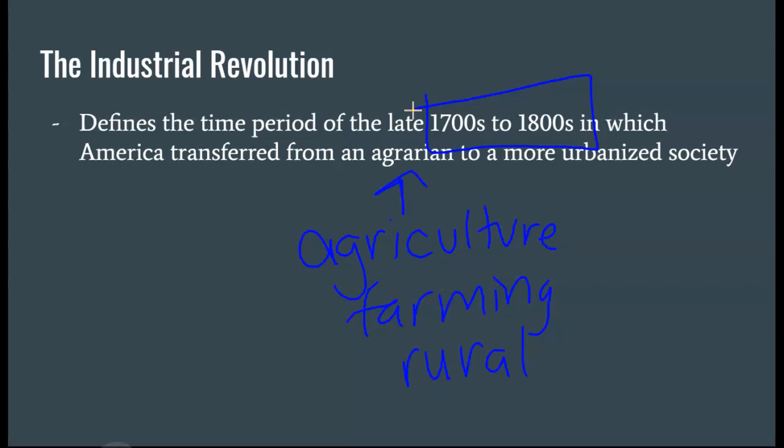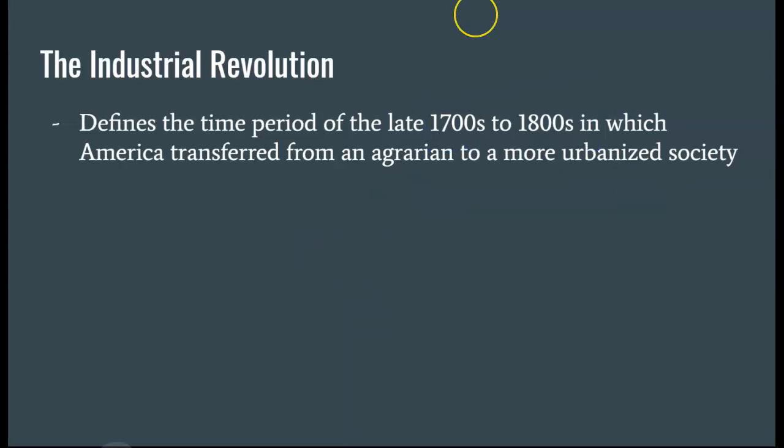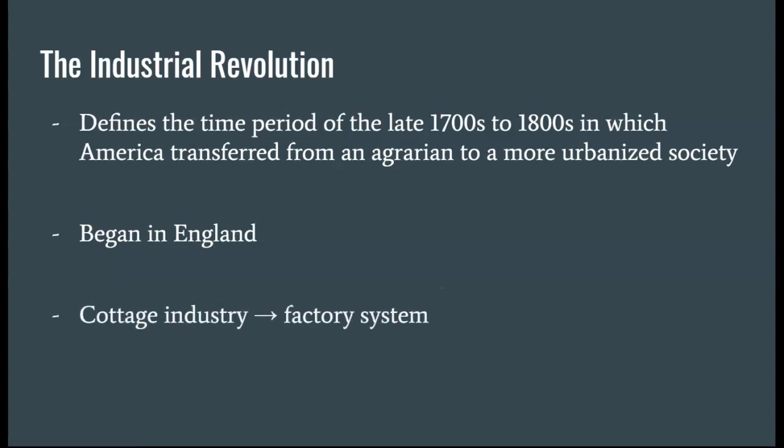And then from the Industrial Revolution, we start to transfer into a more urbanized society. We have that root word of urban, which means city. So we're really starting to have larger cityscapes, and more people are living within the cities versus living in more of the quote country areas. We have to note that this did begin in England, but for our curriculum, we are talking about the American Industrial Revolution. But it is not only that transfer from agrarian to more urbanized, it's also the cottage industry to a factory system.